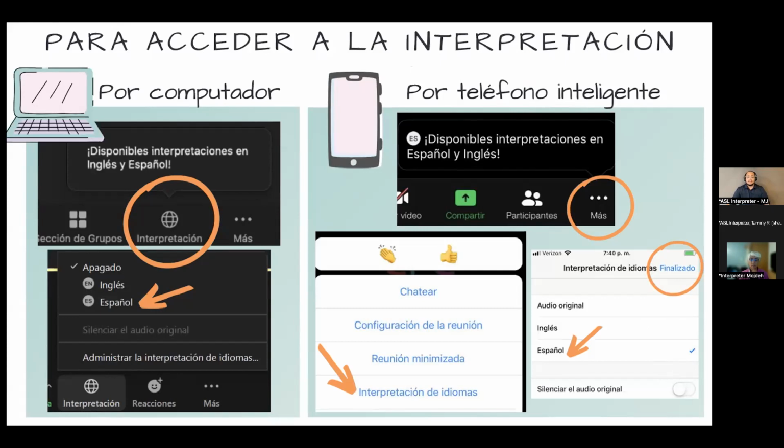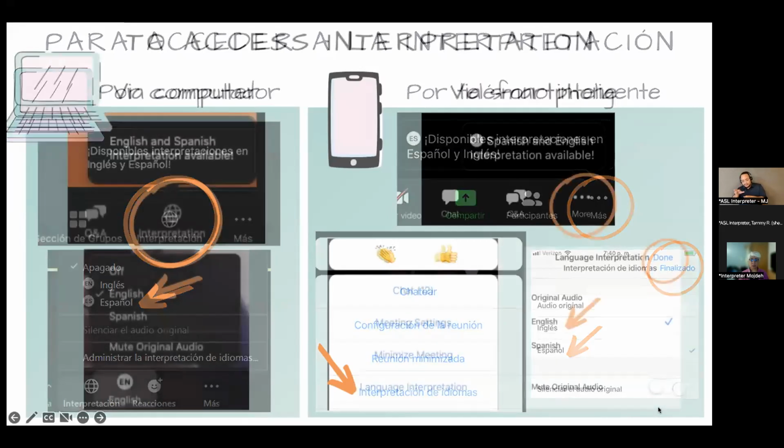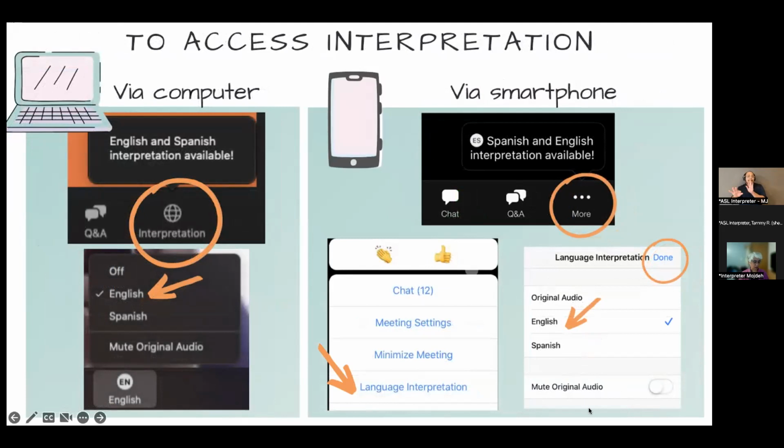If you want to listen and participate in English, please select your language channel. Go to the bottom right-hand corner of your Zoom screen. Click on the globe if you're using a computer or the three dots if you're connected by phone. Select Interpretation, click English, and click Done at the end.